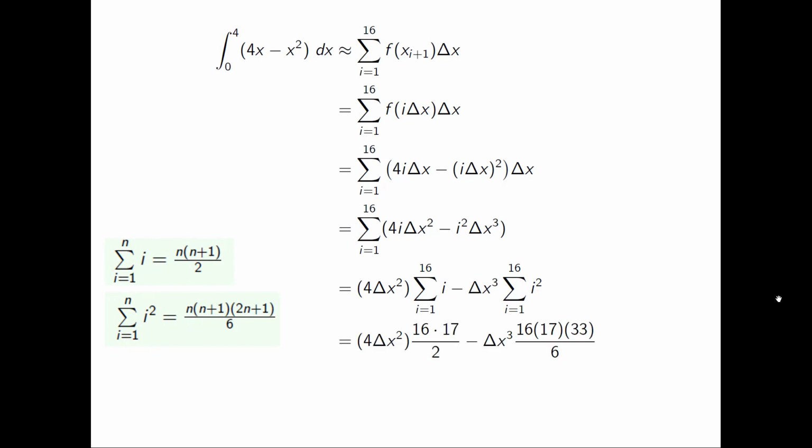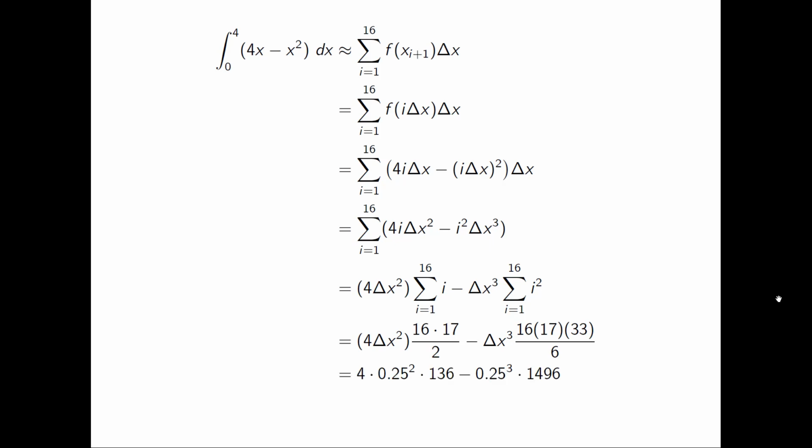So the sum from i equals 1 to 16 of the i's is 16 times 17 over 2. And we get something else from the formula here for the i squareds. And really the only step we have left here is to calculate this. When we plug in, delta x was 0.25. So we can plug that in. And sure enough, we get 10.625. And that's giving us an estimate for the area under that curve.